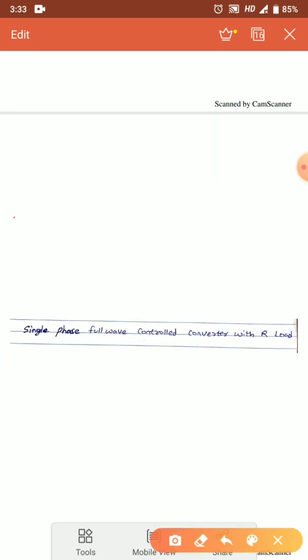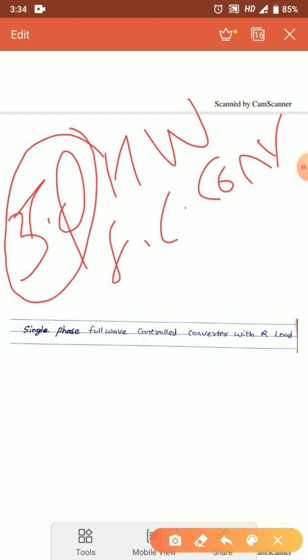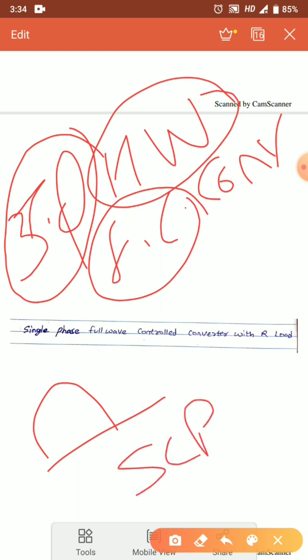Now let us see an example. The name can be three phase half wave fully controlled converter with R load. This clearly indicates that the supply given is three phase. Then we have half wave, where we are discussing only the positive cycles, and I'll be controlling only the positive cycles. Then I have fully controlled, which means all the devices that I have are SCRs. Then I have the converter with R load, which is a resistive load.